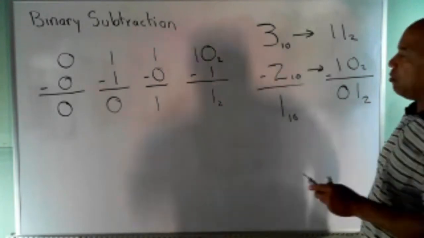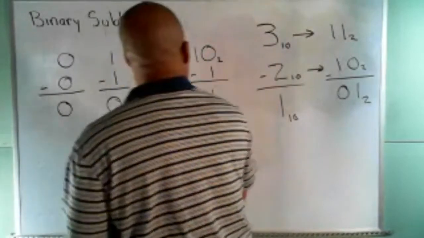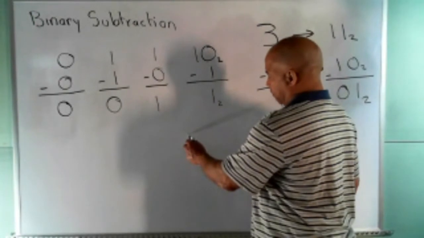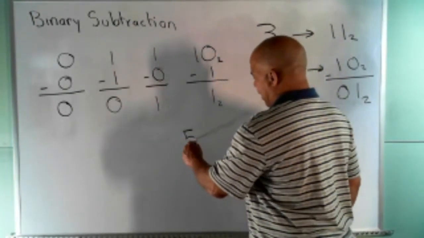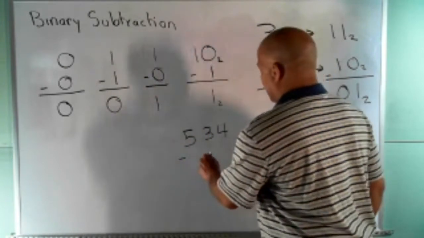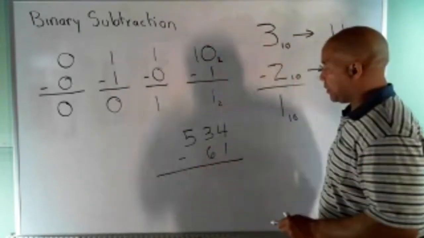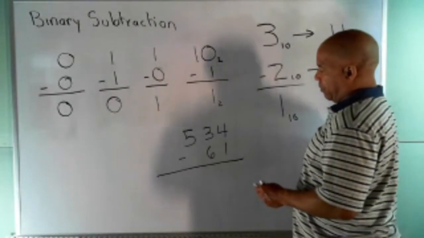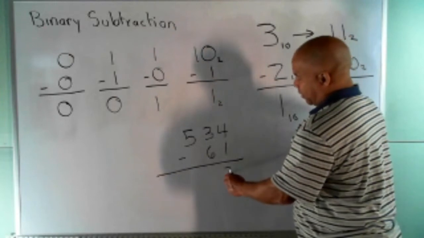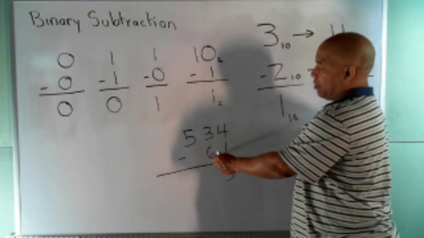Now, what happens if you have this? Suppose I had, let me see, how can I show it to you? If I take 534 minus, I don't know, let's say 61. These are base 10 numbers. What you would do is you say, okay, that's simple. I got to take 4, take away 1. That gives me a 3. I got a 3, take away 6. You say, oh, I can't do that. So what I got to do is come over here.